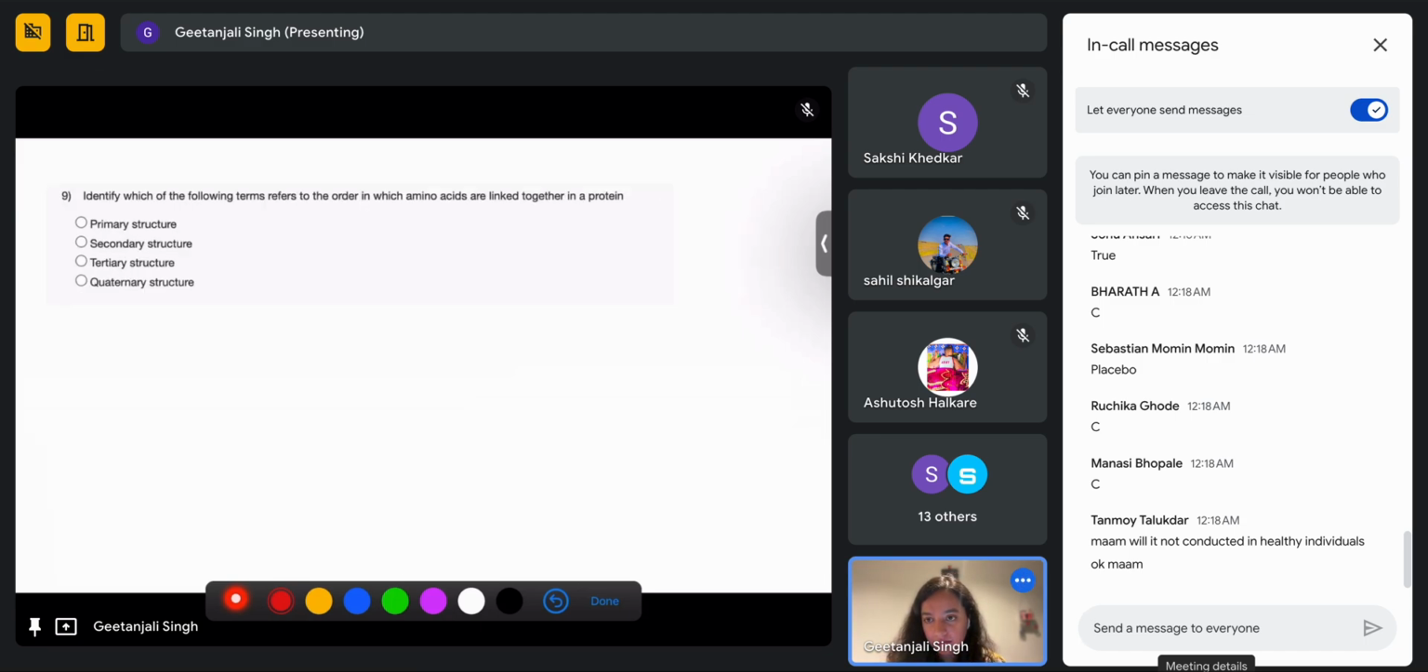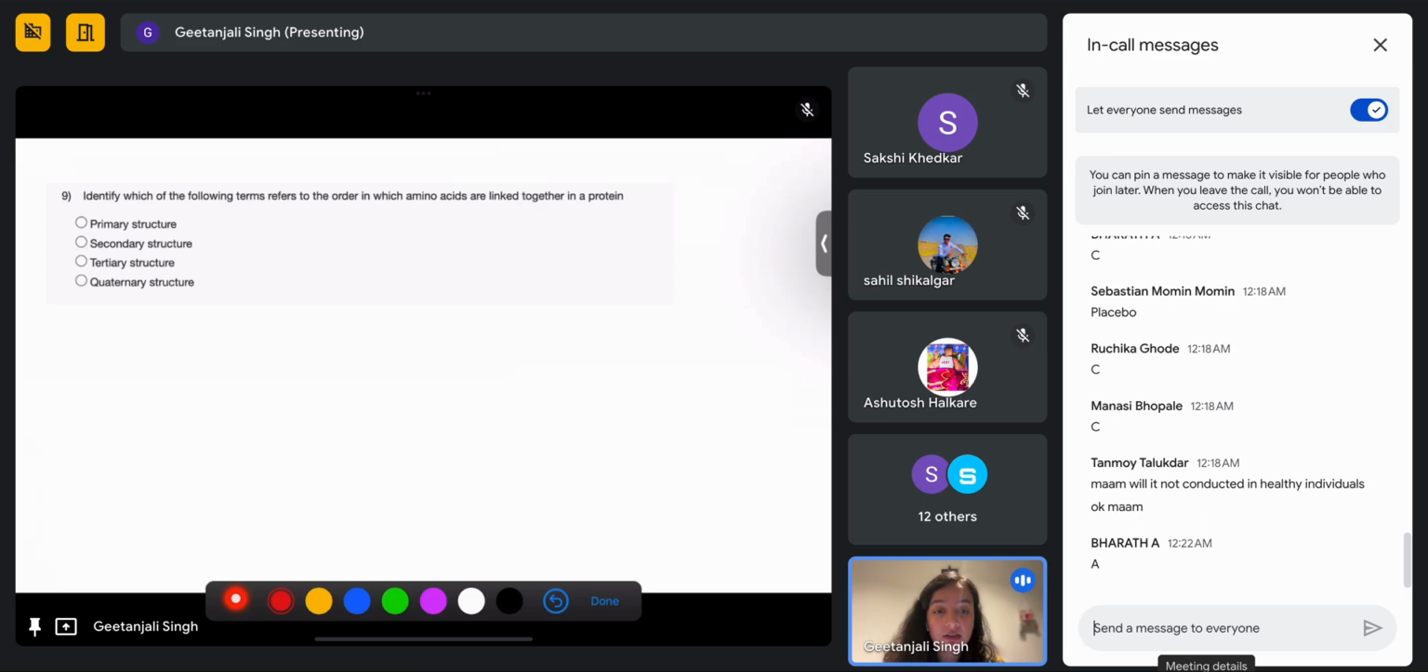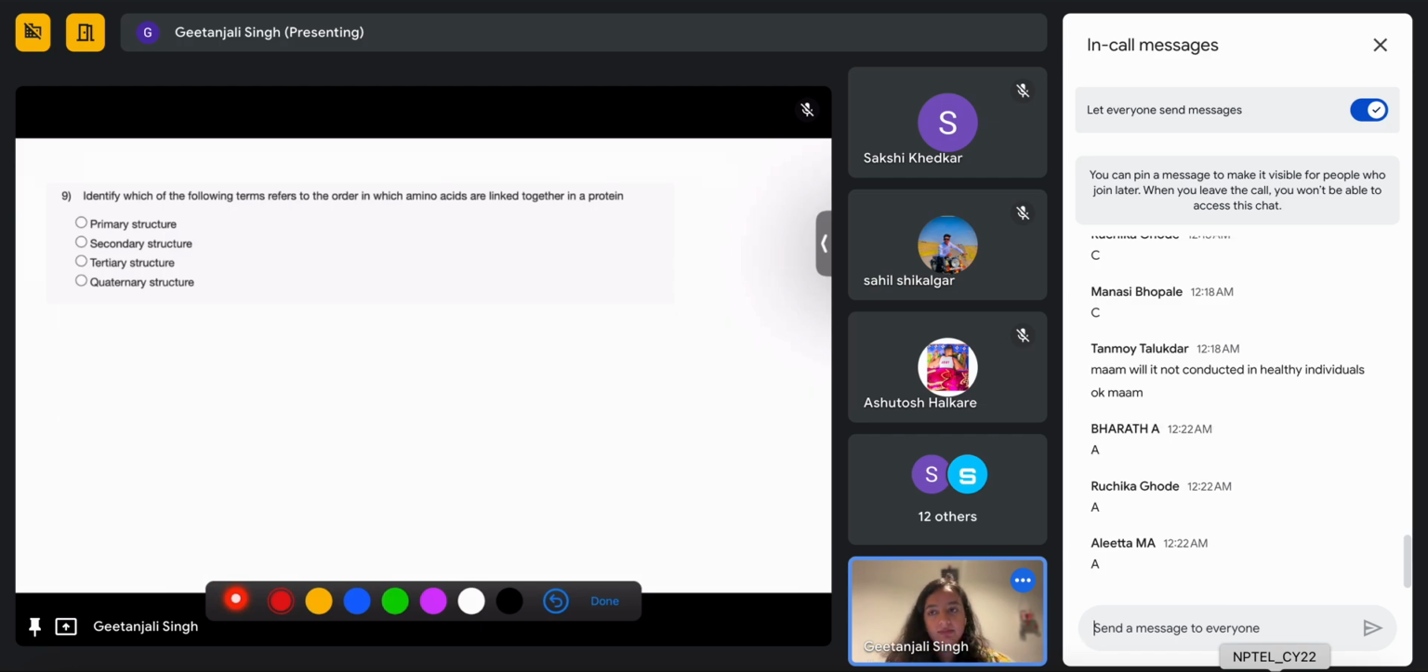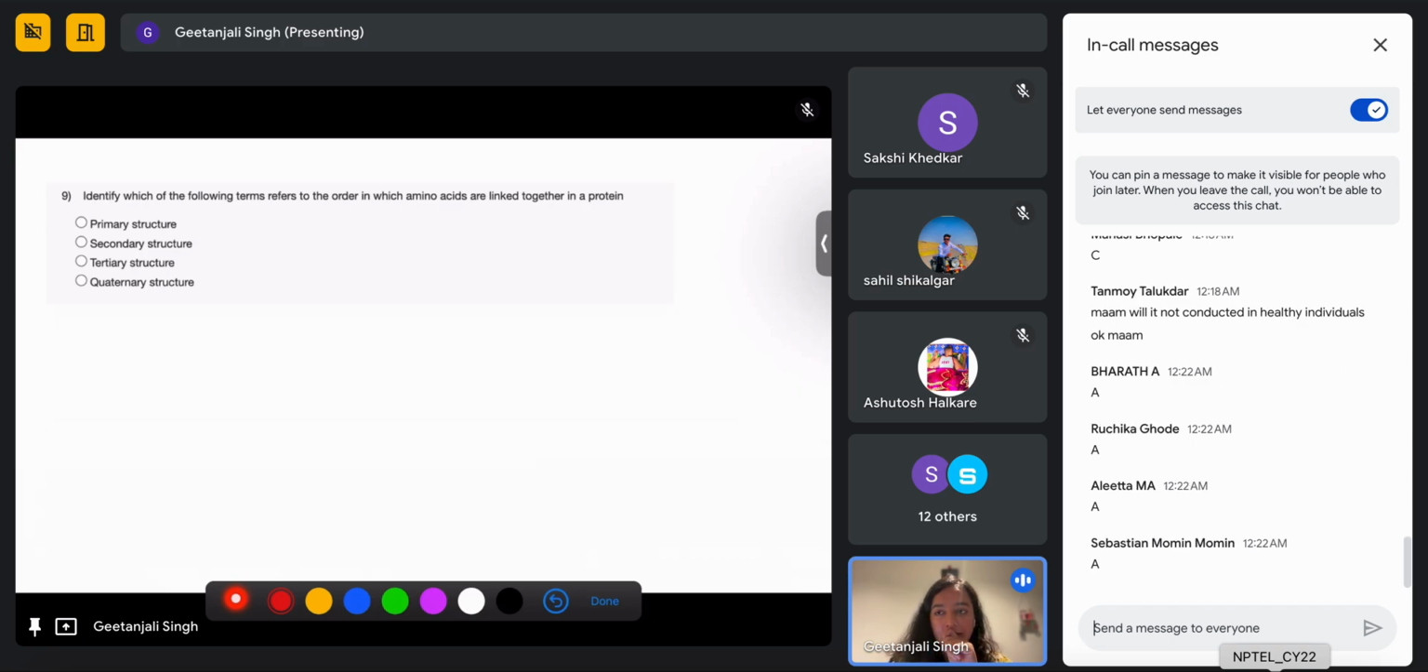Identify which of the following terms refers to the order in which amino acids are linked together in a protein. Very good. Yes, I see everyone is right. It is primary structure. Let's briefly discuss what the primary, secondary, and tertiary structures of a protein are.